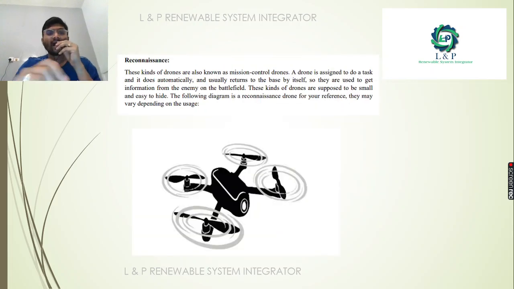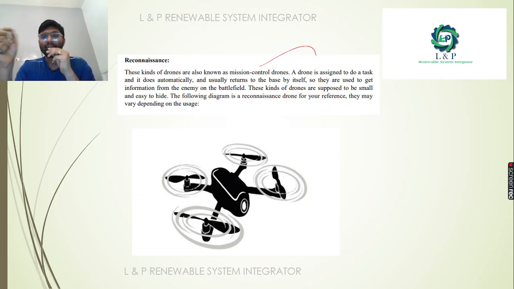Next is the reconnaissance. These kinds of drones are also known as mission control drones. Unlike the others, these drones are assigned a task, which they do automatically, and then they return back to the base by themselves. The important task of reconnaissance drones is to get information from the enemy on the battlefield. These kinds of drones are supposed to be small and easy to hide.